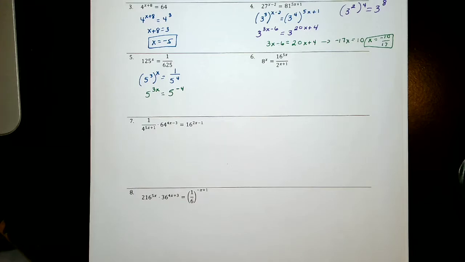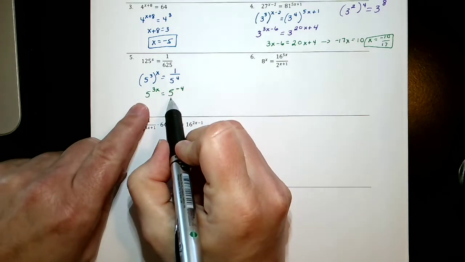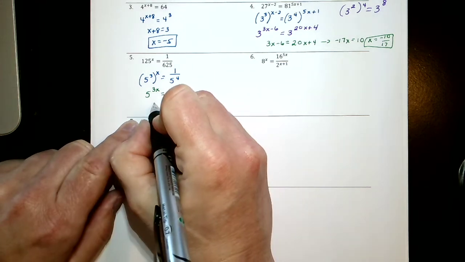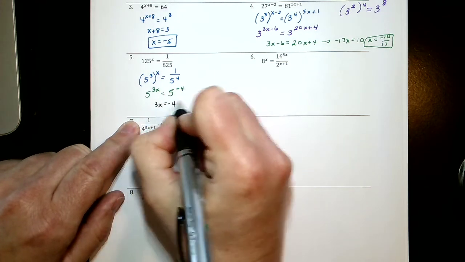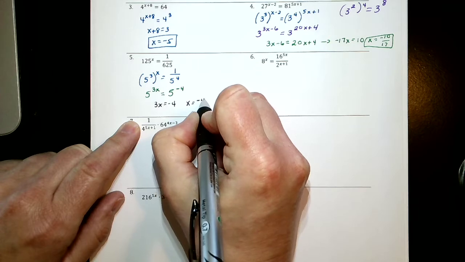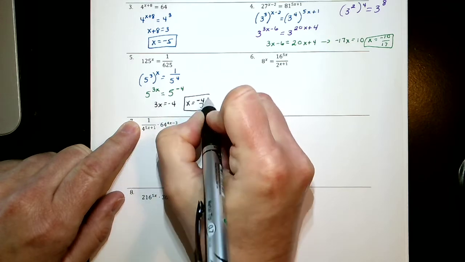Okay, so kind of like that negative exponent property backwards. And now since our bases are the same, I can write my exponents equal to each other and get an answer of negative 4/3 for this problem.